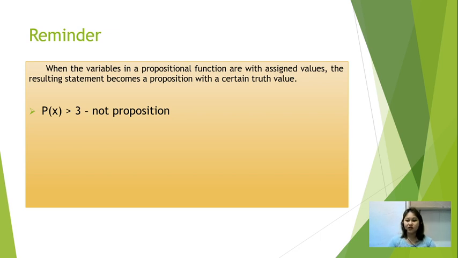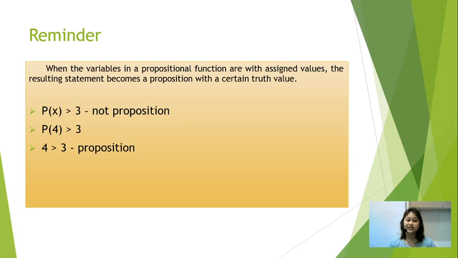Now, if we set a value for x, which is 4, then that would be P of 4: 4 is greater than 3. Let's say P of 4 will be equal to 4, since it is the value of x. So it will be 4 is greater than 3, and it will be a proposition. Why? Because there is already a value of x, which is 4.